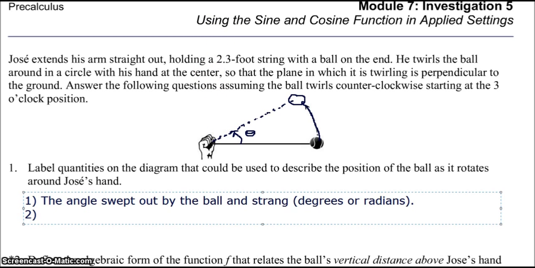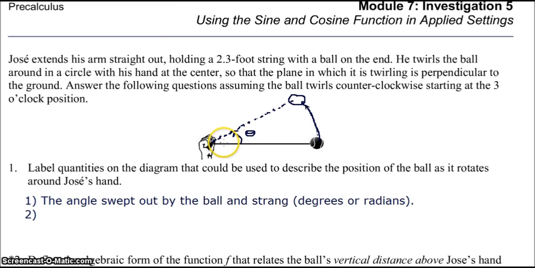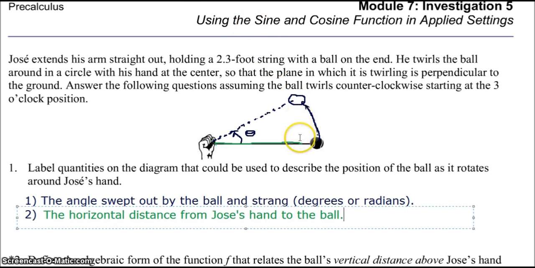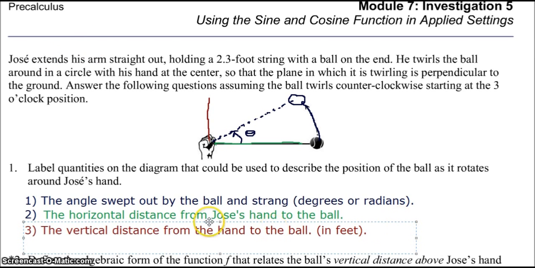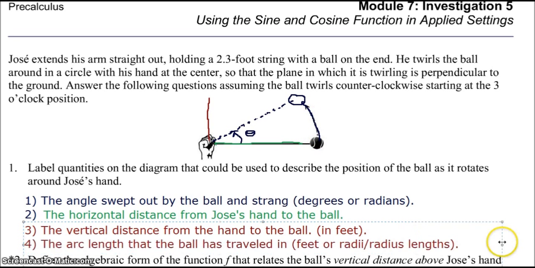Another thing that comes to mind is the horizontal distance from Jose's hand to the ball, meaning this distance. Also, the vertical distance, you could say it from his hand to the ball, measuring from here to here. Yeah, we could use that, and that would be in feet. We could have also drawn that vertical distance here and said the vertical distance above the horizontal diameter. And also we could describe the arc length measured in radii or radius lengths, and that would be in units of feet, or you could have units of radii, and radii, that's just how many radius lengths that we have.